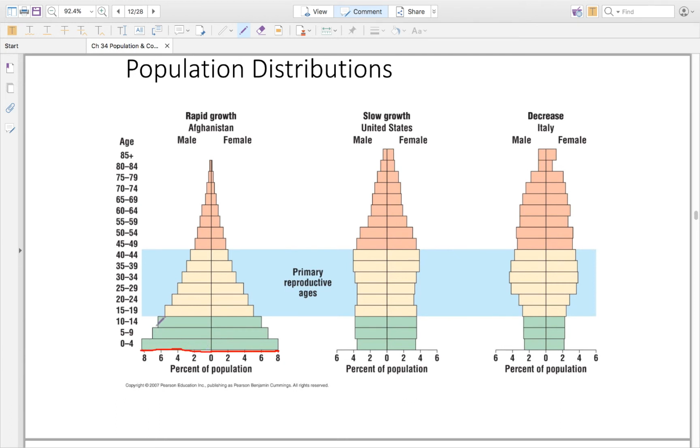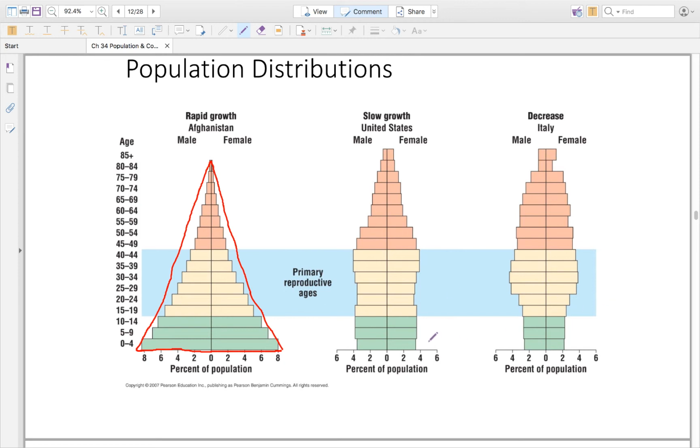And then we can follow this around, and actually it makes a perfect triangle. Pyramid, triangle, whatever you want to call it. The fact is it makes this triangle. Okay. And what's highlighted here is these primary reproductive ages, which is typical across the board.